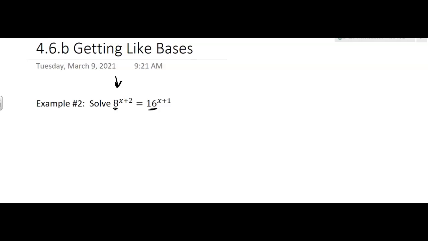So think about 8. 8 is 2 cubed, right? That's 8. And 16 is 2 to the power of 4. Now, a lot of times students look at this equation and they're thinking, oh, 8 can be 16 because I can multiply by 2. But that doesn't exactly help. So what we need to do is get those bases to be some base to some exponent that would be the same as a base to an exponent on the other side.